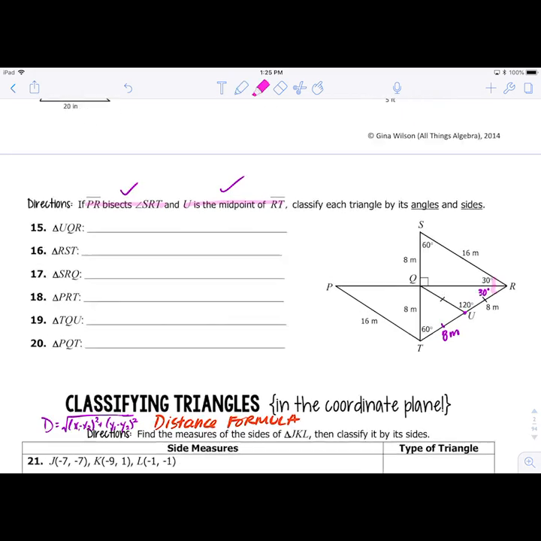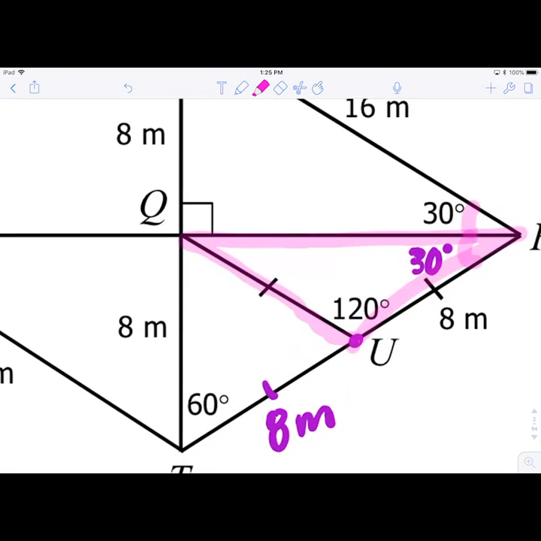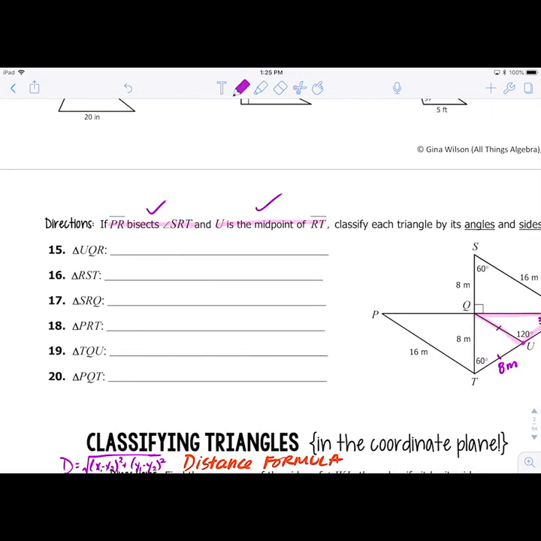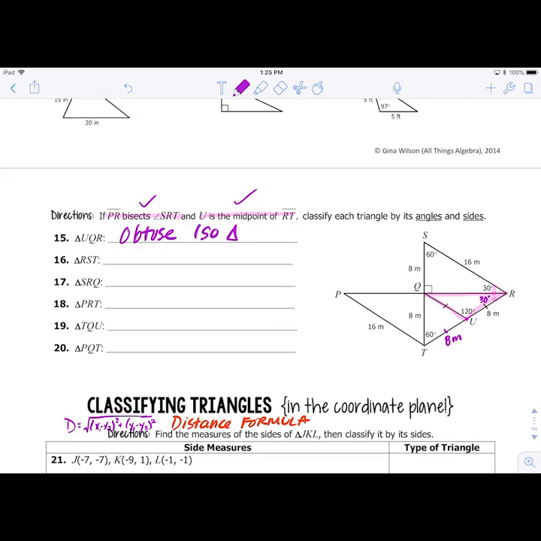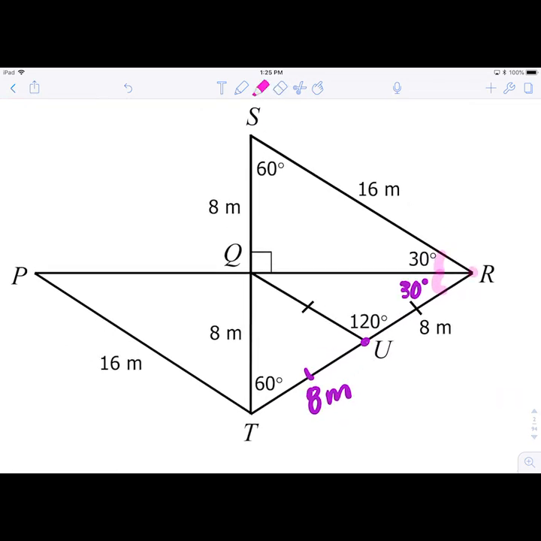So let's take a look at triangle UQR. UQR is right here. We see that we have two hash marks, one on UQ, one on UR, so we know this is isosceles. We also see that 120 degrees there, right at angle QUR. So this is an obtuse isosceles. Okay. What about triangle RST? Triangle RST, which is this big one, right?